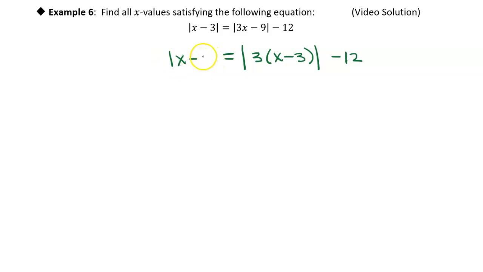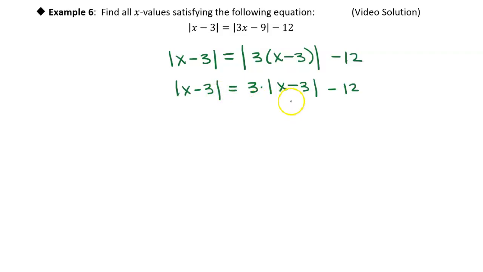Now you can see we have both our x minus 3, but here I have 3 times that. I can actually pull that 3 out because it's not going to affect whether the thing inside the absolute value is positive or negative. That 3 is positive, so I could just pull that out and write this as 3 times the absolute value of x minus 3 minus 12 is equal to the absolute value of 3.